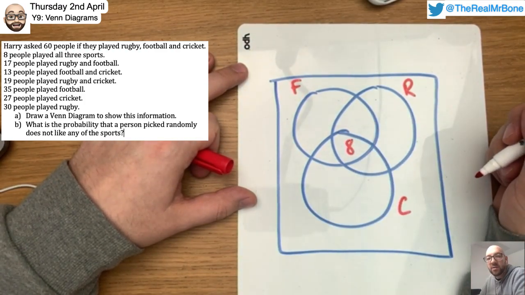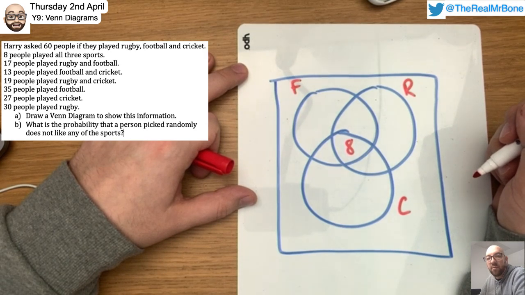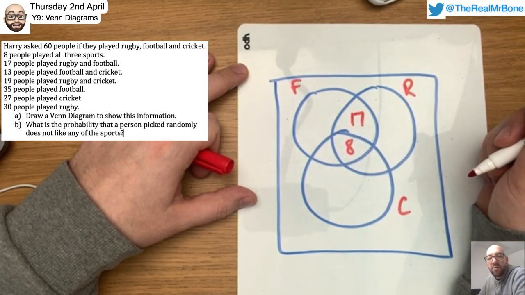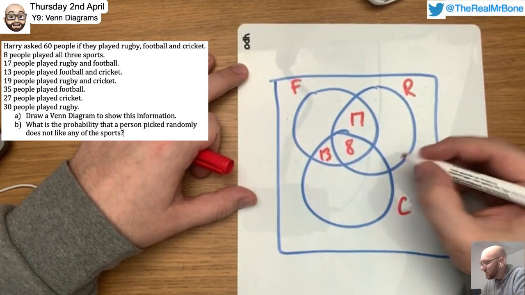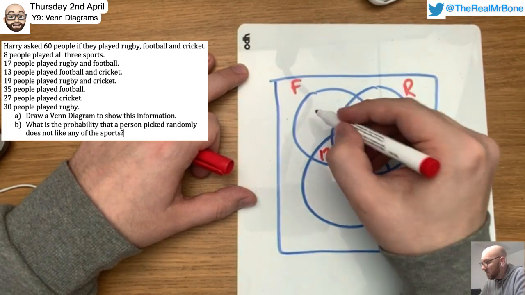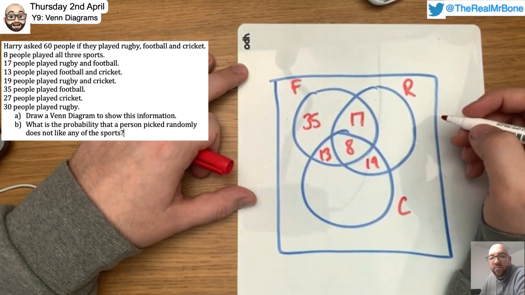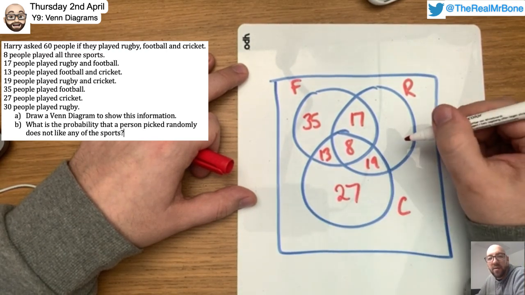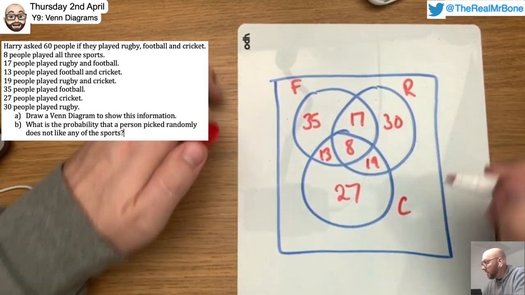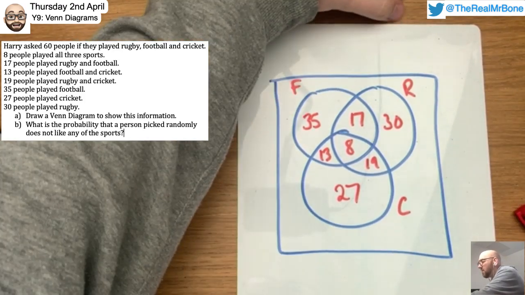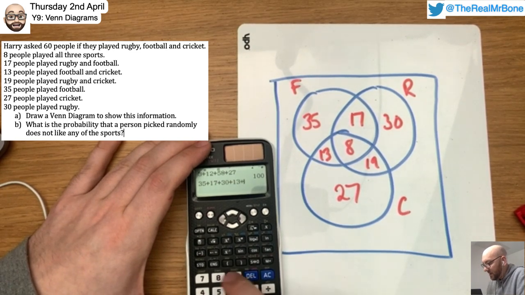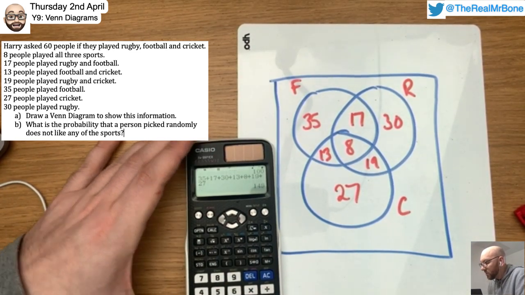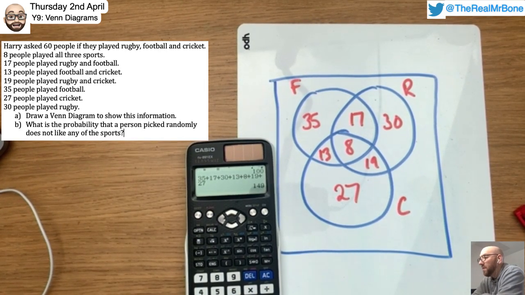So they'd put in 8. 17 people play football and rugby, 17. 13 people play football and cricket, 13. 19 people play these. 35 people play these. 27 play cricket. And 30 people play rugby. Now, clearly, this is wrong. Because if I now add up all these numbers, 35, add 17, add 30, add 13, add 8, add 19, add 27, we've got 149. And the question clearly said there were only 60 people.